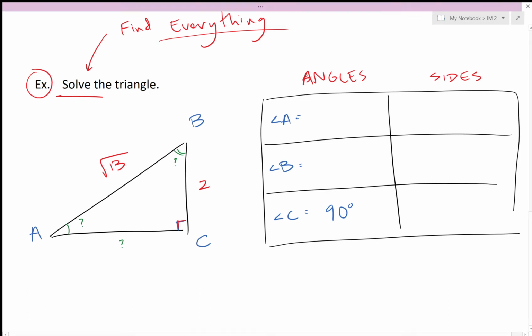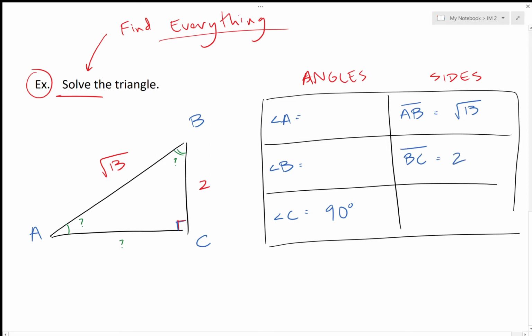For the sides, I'm going to go ahead and label these with, I guess, 2 letters. So side AB, from A to B. Do we know how long that is? Yes, it is square root 13. The next side would be side BC, and I do know how long that is. That's 2. I don't know how long side CA is. That's the one on the bottom. So it looks like I'm given 3 things, and I need to find 1, 2, 3 other things.